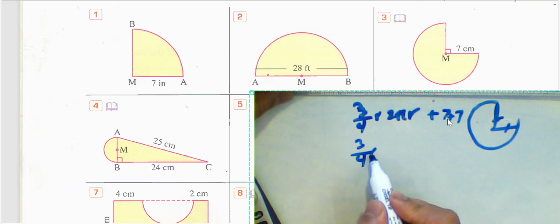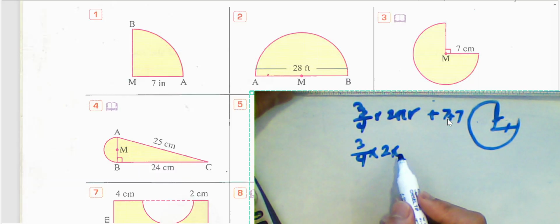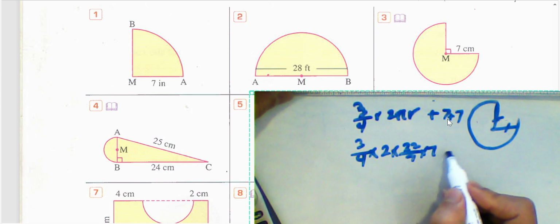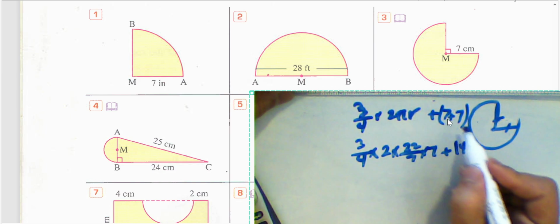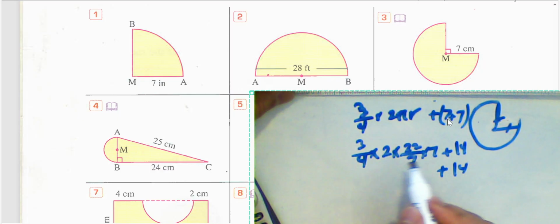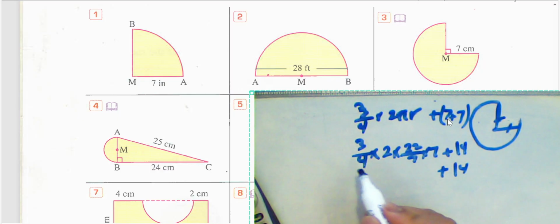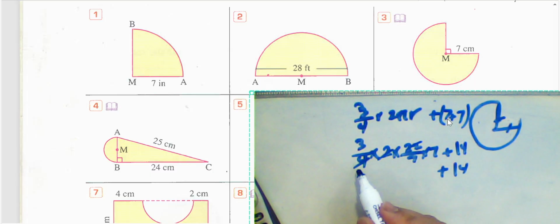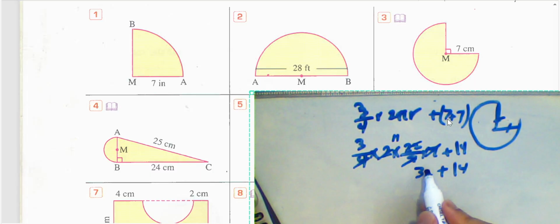Then we can write 3/4 product by 2 product by pi. Pi was 22/7 product by radius 7 plus 7 plus 7 is 14. We can cancel. We have 2 times 22, 44. 44 divided by 4, 11. And 7 divided by 7, 1. 3 times 11, it's 33. Then we can collect 3 plus 1, 4. And we have 47 centimeter.